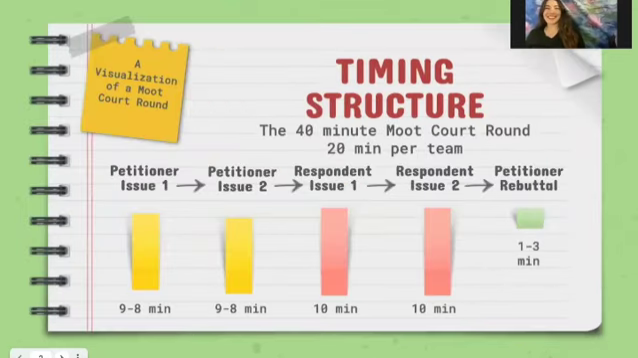Okay, so just to start this off, I'm going to say what the timing structure of moot court is. If you've never been in a moot court round, they take about 40 minutes. 20 minutes are allotted to each team. When you are on the side of the petitioner, you have your argumentation, and after the respondent, you'll have a rebuttal. So you'll get 20 minutes total, which, depending on how long you take for your rebuttal, either 2 or 3 minutes, means you're going to take 8 or 9 minutes to complete your petitioner, both issue one and issue two. And then as respondent, you'll take the full 10 minutes.